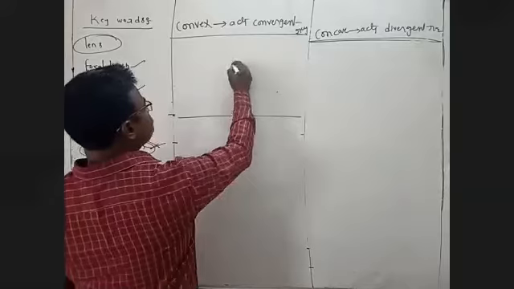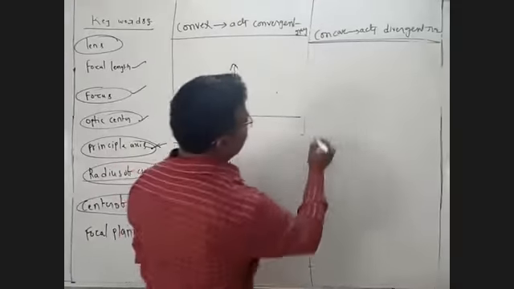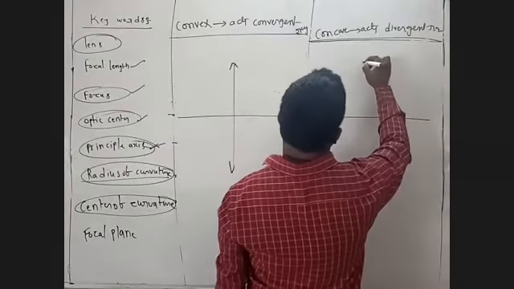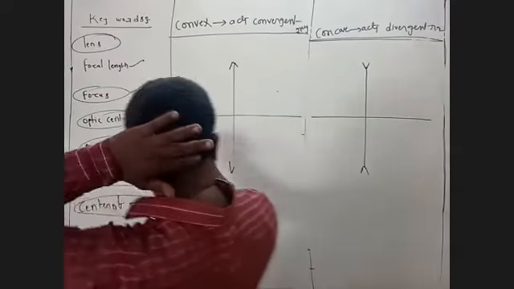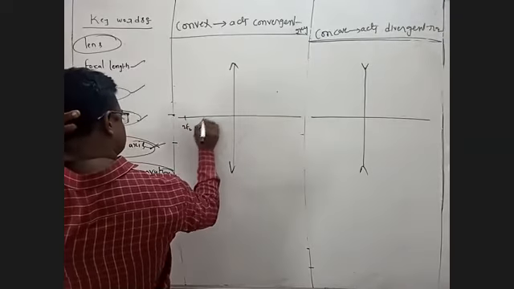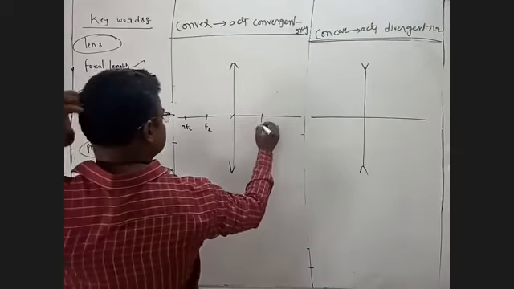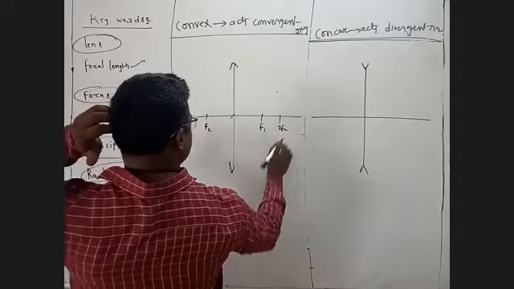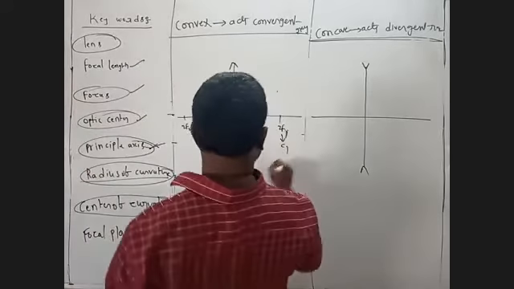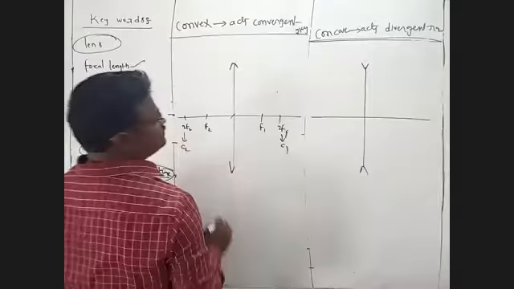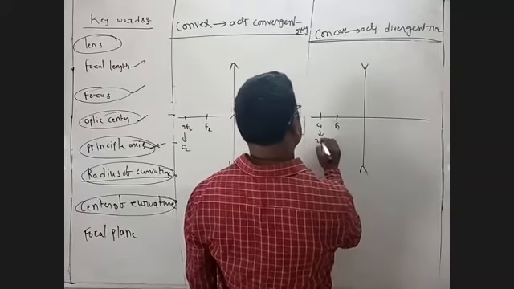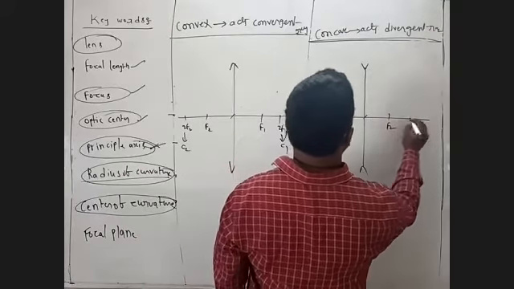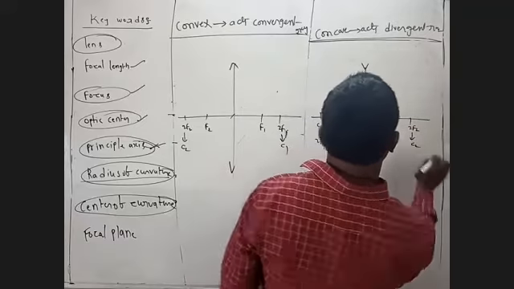I'm taking the convex. This is a two year part, year two, this is object center, this is year one. This is C1, this is C2. This is year one, this is object center, this is year two, this is C2.